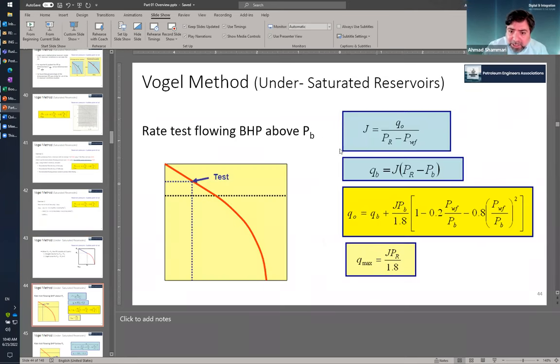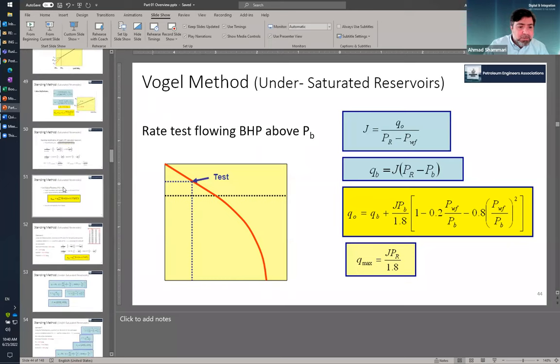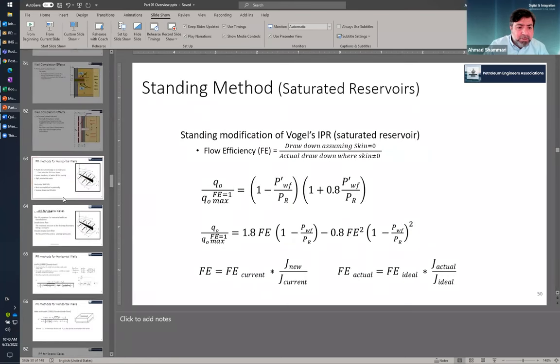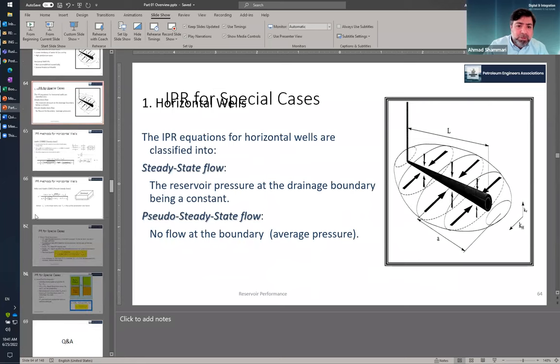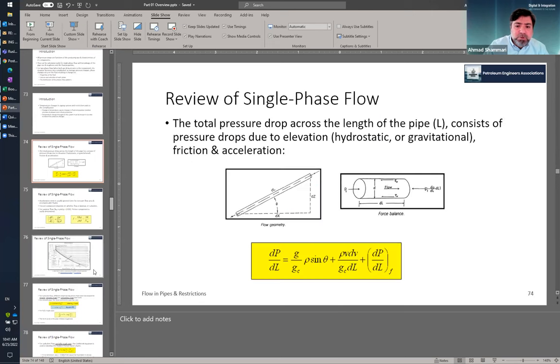Okay, so for the linear IPR, this is the equation to calculate J, or the productivity index. So J equals Q of the liquid divided by the drawdown, or P reservoir minus Pwf. And this is for Standing, I believe. And then we talked about the IPR for horizontal wells. And then finally today, we spoke about different flow properties, including holdup.